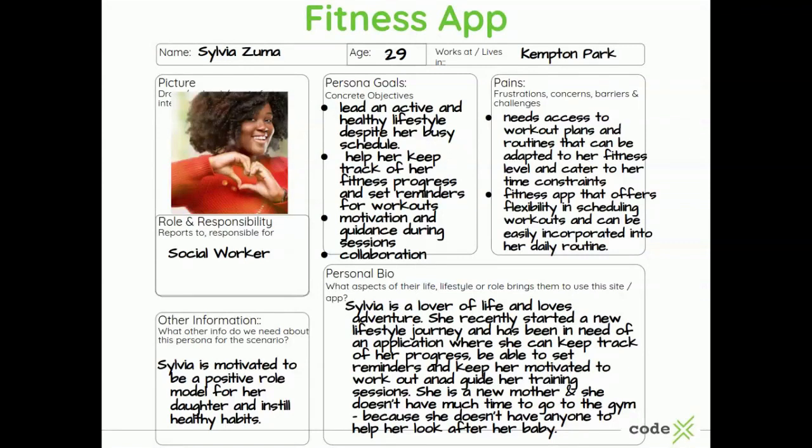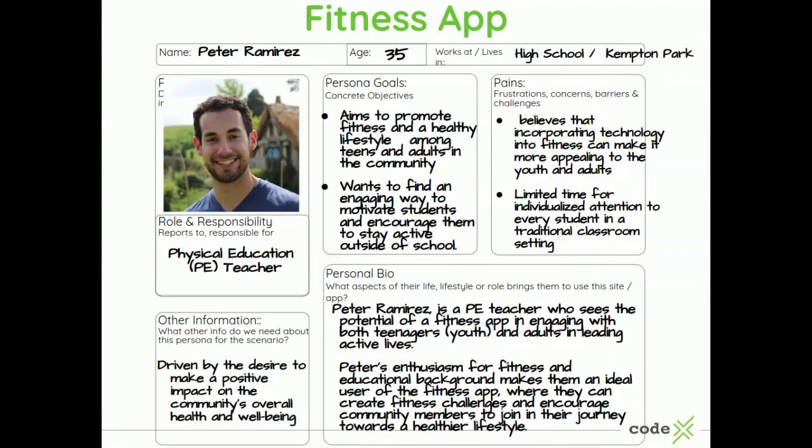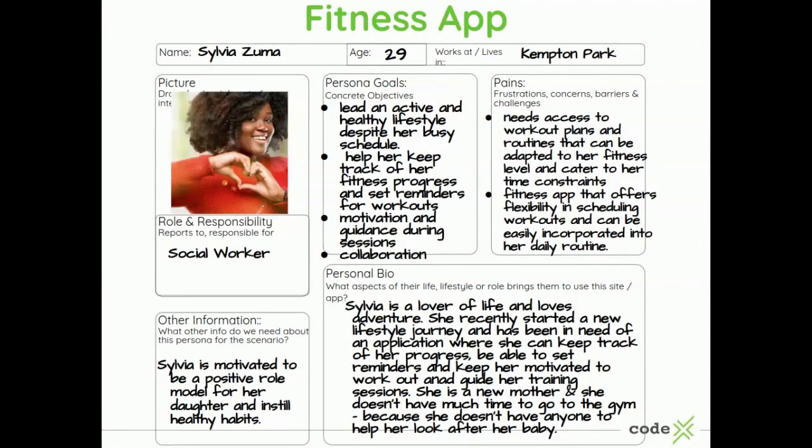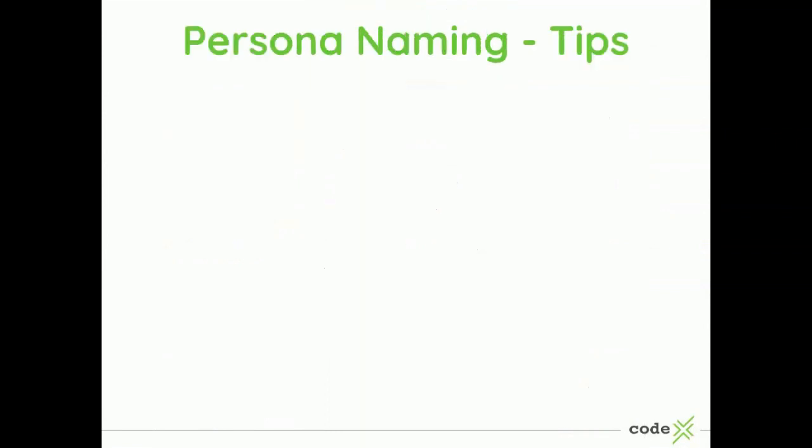Her motivations include being a positive role model for her daughter and finding a sense of achievement and community support through her fitness journey. So we can see that we have these two personas here. So, what are the things that you need to keep in mind when creating a persona?